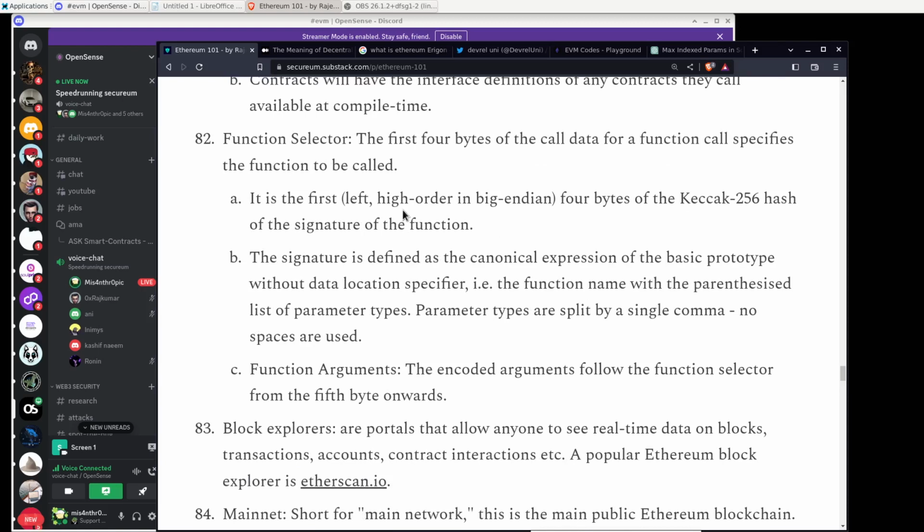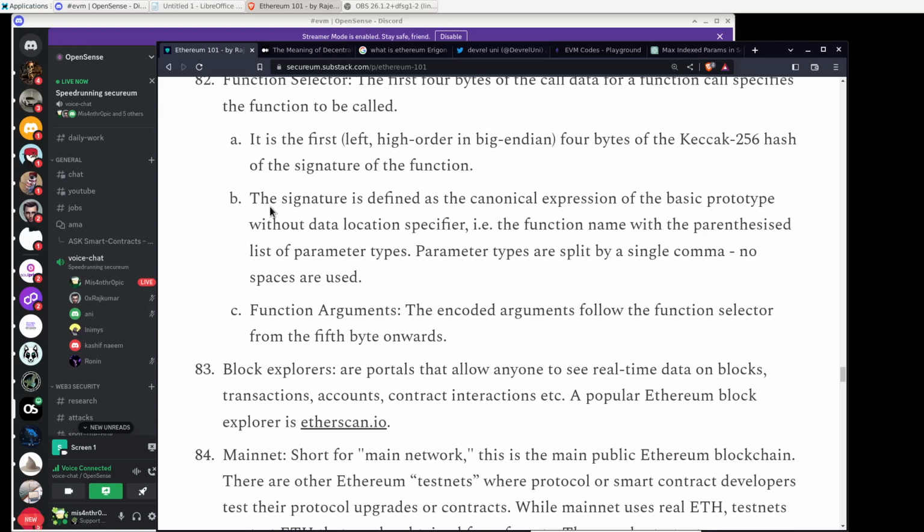The function selector. The first 4 bytes of the call data for a function call specifies the function to be called. It is the first 4 bytes of the Keccak hash of the signature of the function. The signature is defined as a canonical expression of the basic prototype without a data location specifier. The function name with the parenthesized list of parameter types.